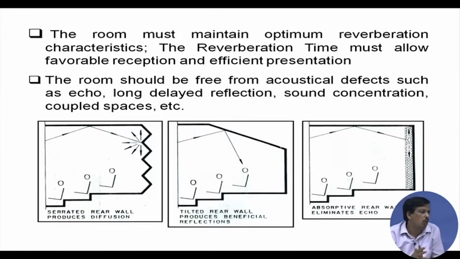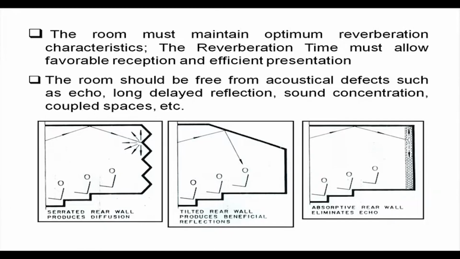Now, the room must maintain optimum reverberation characteristics; the reverberation time must allow favorable reception and efficient presentation. So, I cannot make an auditorium whose reverberation time is very low or very high, both are problematic. I have already given you slides showing the different purposes of an auditorium. If its purpose is a speech theatre, or a concert hall, what should be the optimum reverberation time? There is a chart available from the architectural design side.